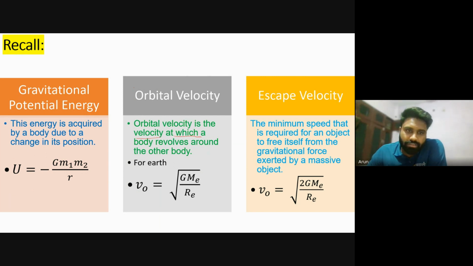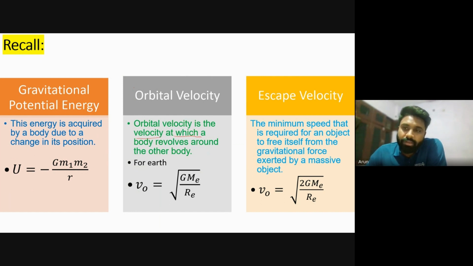So for Earth, this velocity is root of G Me over Re, which means the mass of Earth divided by the radius of Earth. You can see in this expression, it is independent of the mass of the body which is revolving. Like for our Earth, the moon is revolving around our Earth. So this velocity is independent of the mass of the moon.